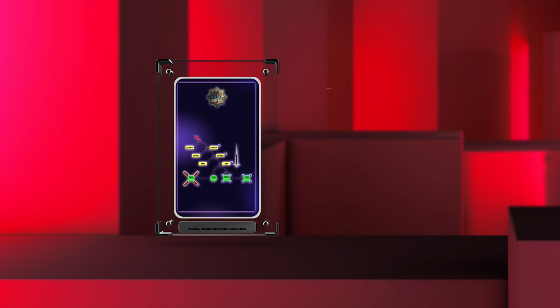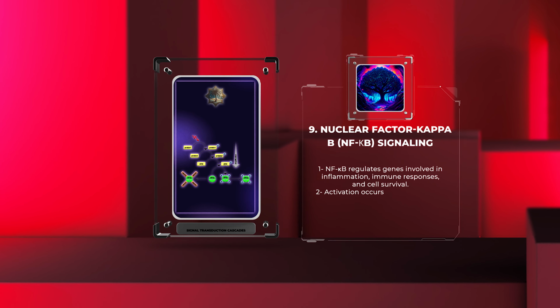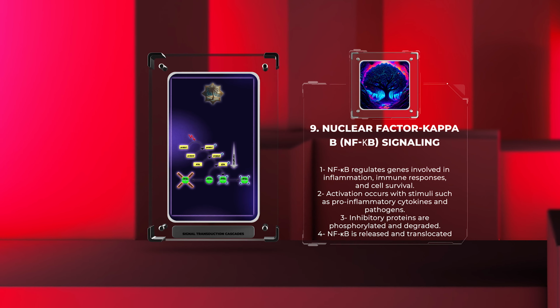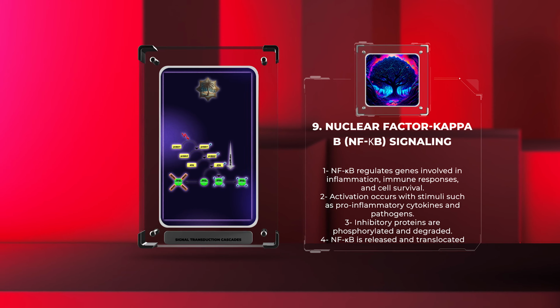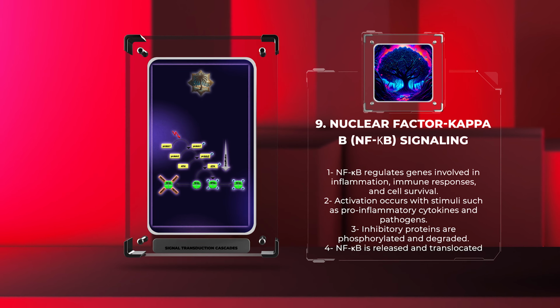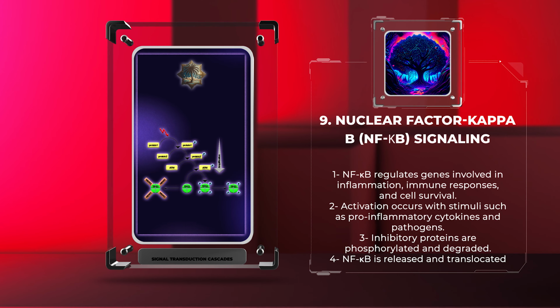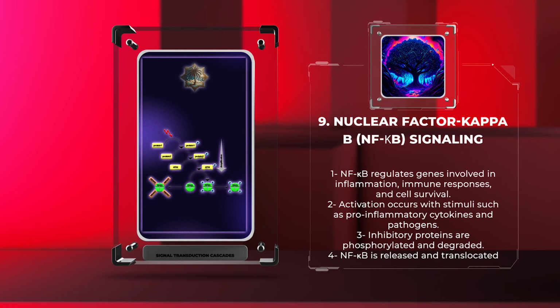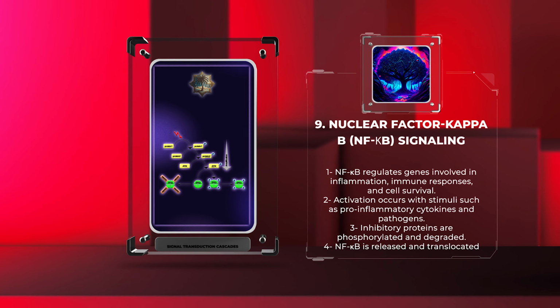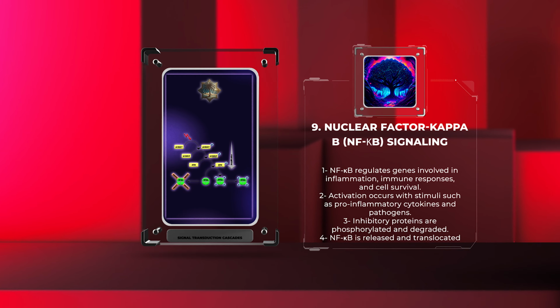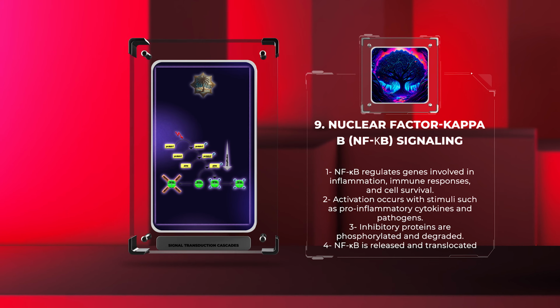NF kappa B is a transcription factor that regulates genes involved in inflammation, immune responses, and cell survival. NF kappa B signaling can be activated by various stimuli, including pro-inflammatory cytokines, pathogens, and cellular stresses. The activation of NF kappa B involves the phosphorylation and degradation of inhibitory proteins, leading to the release and translocation of NF kappa B into the nucleus.